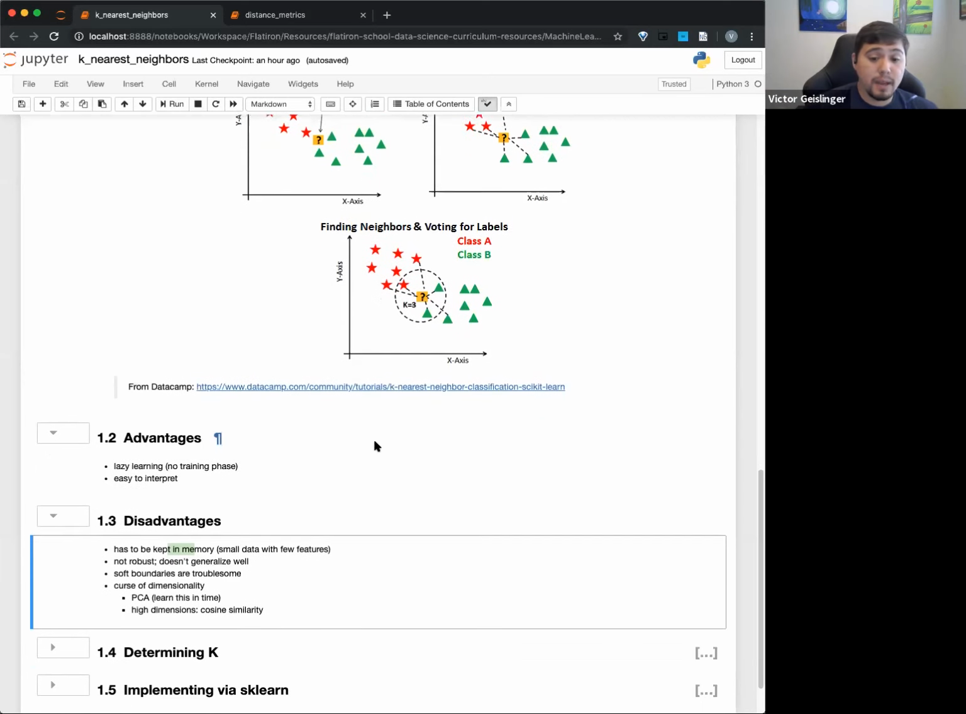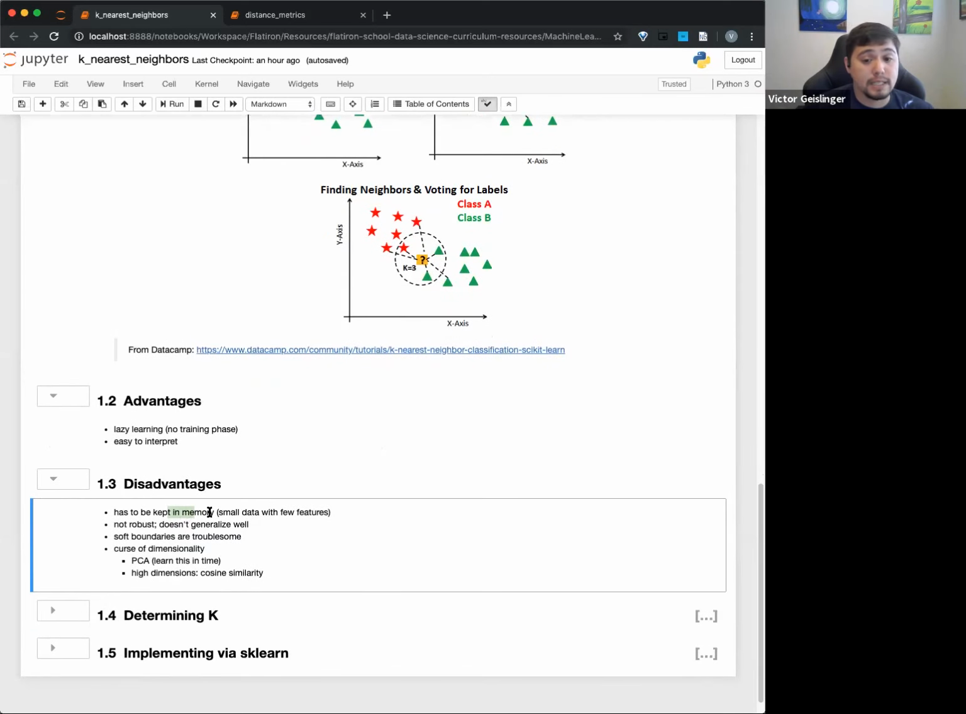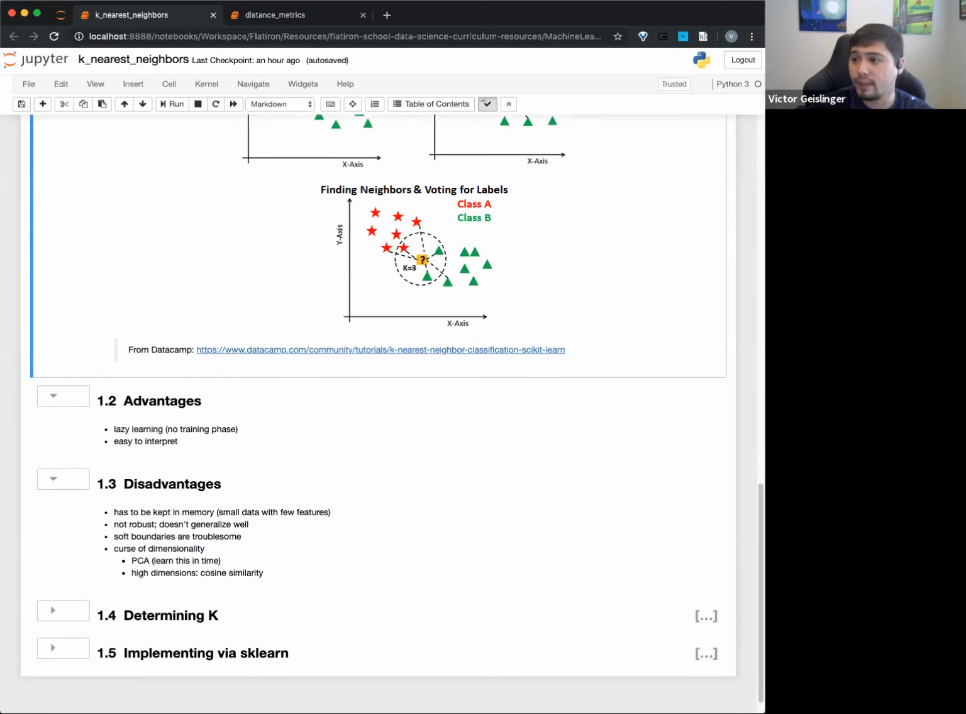Some other things beyond just space: it's not robust. It doesn't generalize very well. The way you can think about this is that when you have all these points right here, and you say, okay, if I have a point right in this, you guys can see my cursor, right? Yeah. So you can see where my cursor is: if there's a point right here, clearly red star. A point over here, clearly green triangle. The point right here, it's not super clear exactly what this should be.